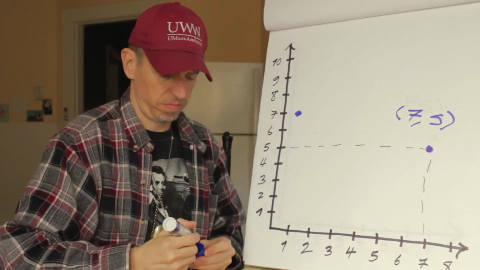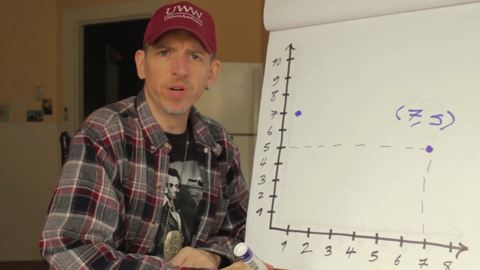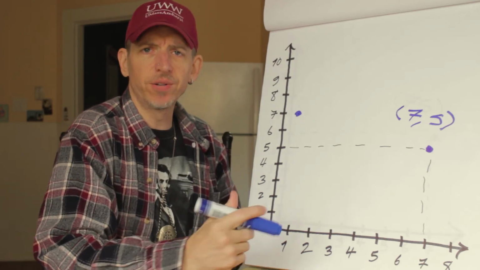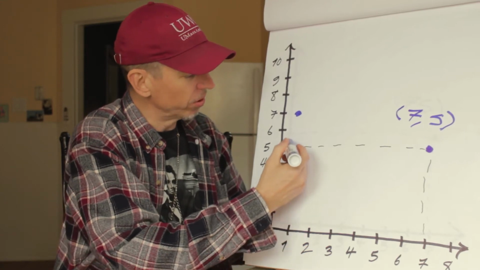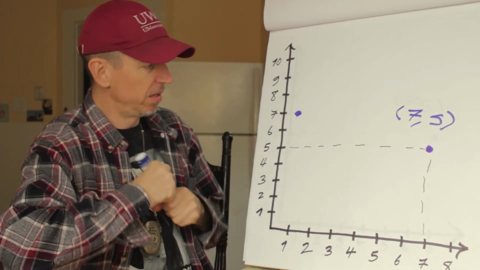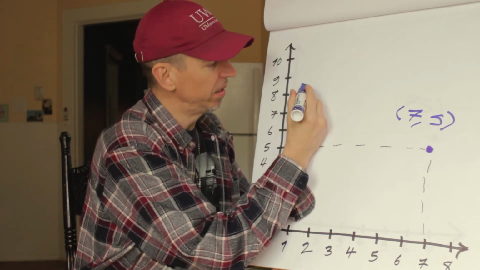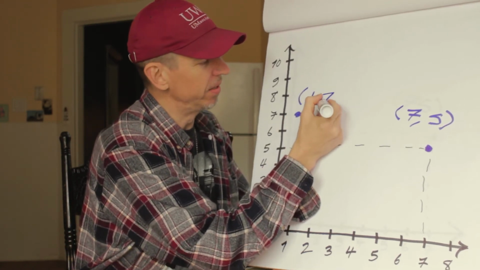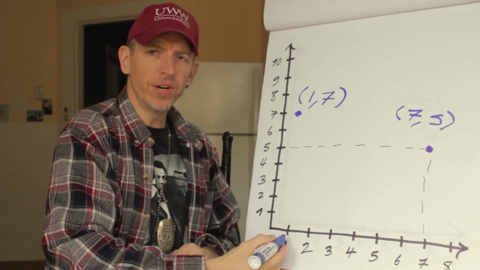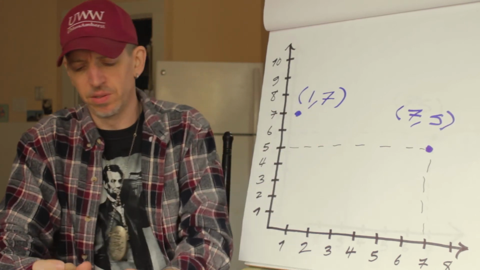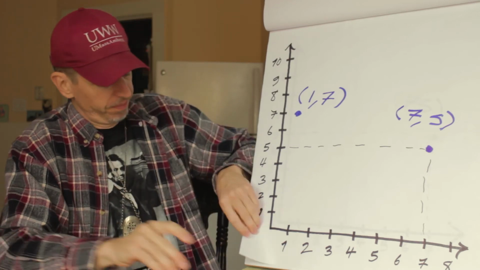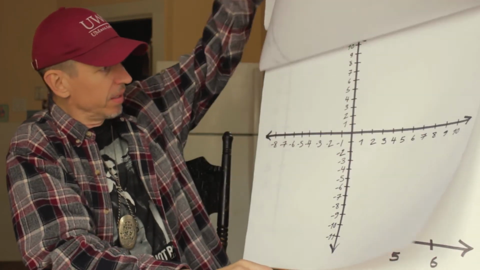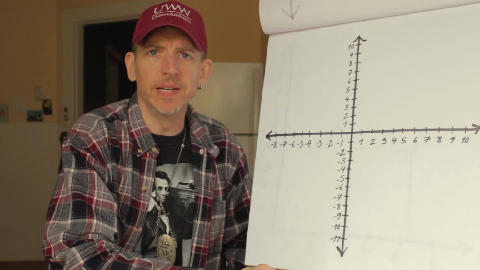How about this dot? What's the coordinate pair? All you gotta do is count. 1, 2, 3, 4, 5, 6, 7. The coordinate pair for this dot is 1, 7. 1 over, 7 up. No big deal. It's just one small wrinkle. The coordinate plane, it's got 4 parts in it.